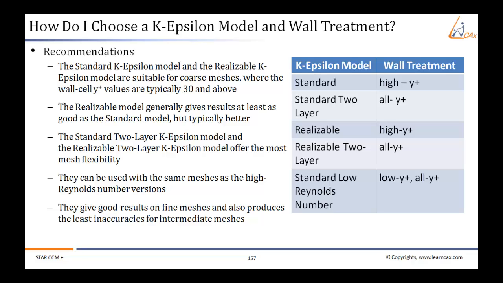The standard 2-layer K-Epsilon model and the realizable 2-layer K-Epsilon model offer the most mesh flexibility. They can be used with the same meshes as the high Reynolds number versions. They give good results on fine meshes.